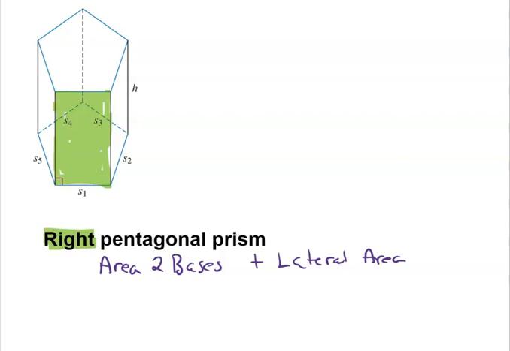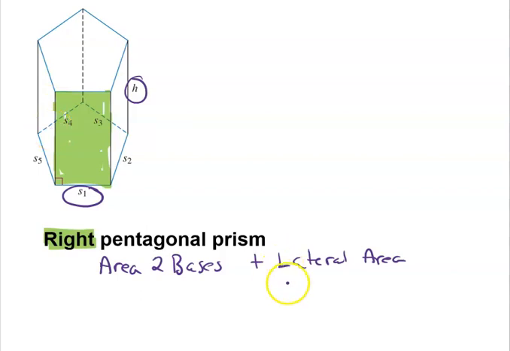And notice what's really important here is they give you the base of the rectangle, that's S1, times the height of the rectangle. Now, again, let me take that back. Our pentagon might not be a regular pentagon, so all of the rectangles might not be the same. When we do the area of the two bases, the bases are supposed to match each other, so we would just do 2 times whatever area that base is. But for the lateral area, if this is not a regular pentagon, then we would have to calculate those separately.